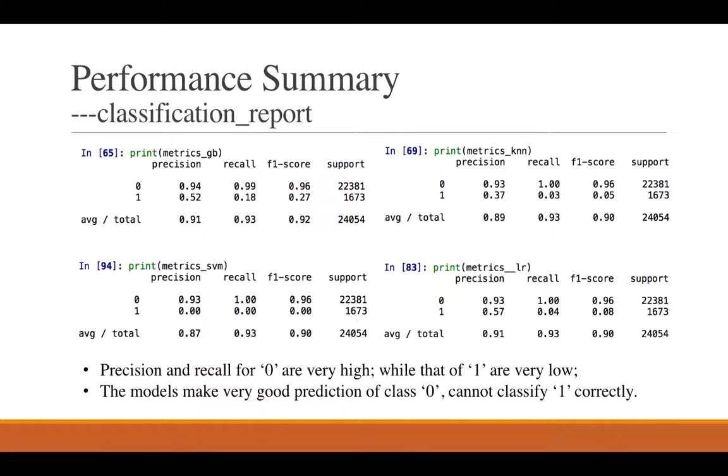Here are the classification reports for these 4 models. Gradient boosting and logistic regression have better performance than the other 2 models. The precision and recall for 0 are very high, while those for 1 are very low, which indicates that the models did very well predicting class 0, but did poorly in predicting 1.